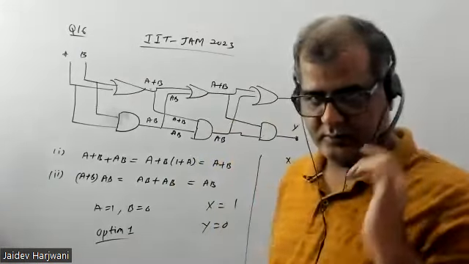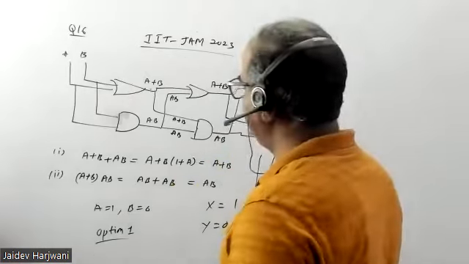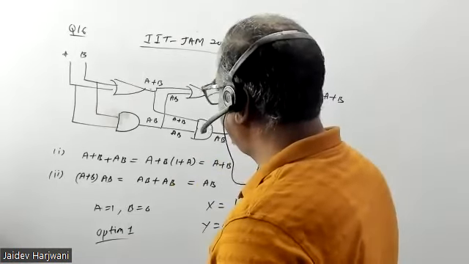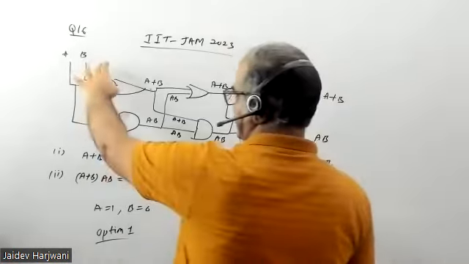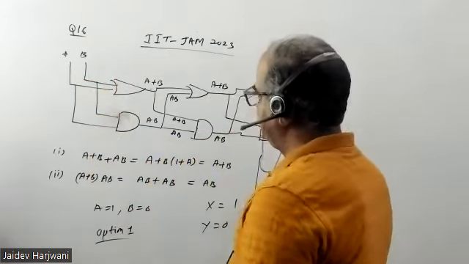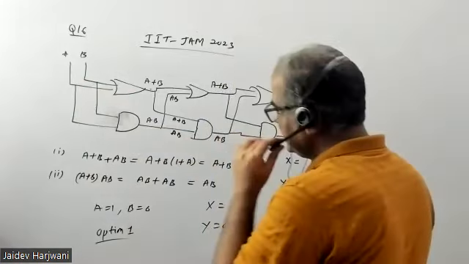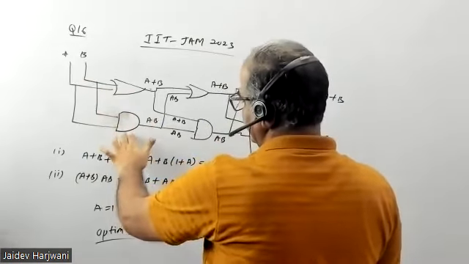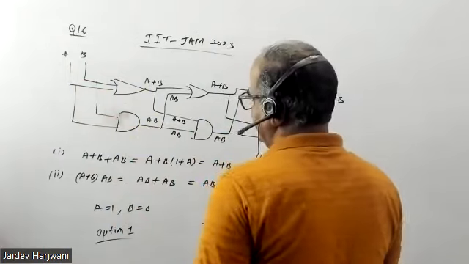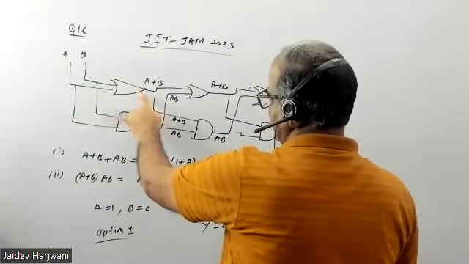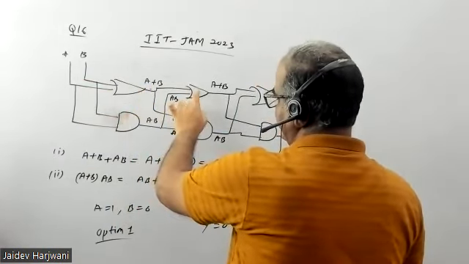Hello students, so let us solve this question from IIT JAM. They have given you two inputs A and B, and these inputs are going to an OR gate and an AND gate. So the output of the OR gate and the AND gate will be A plus B and AB, and this A plus B output is going as input to one OR gate.